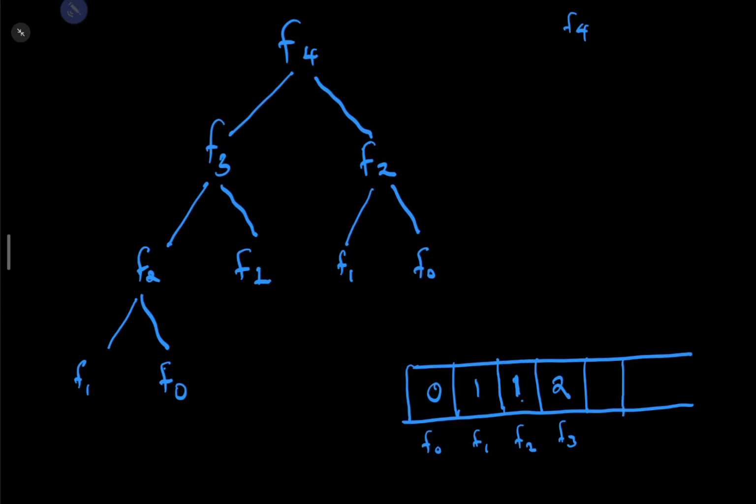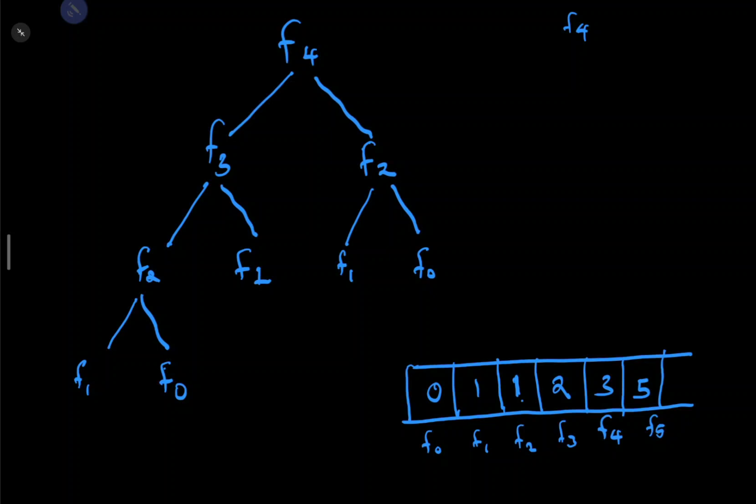Now to compute this, you just have to look. What's at F3? What's at F2? You have this, so that gives 3. To compute F5, you'd have to check what's at F4 and what's at F3. That's 2 plus 3, that's 5. So that's how dynamic programming works.